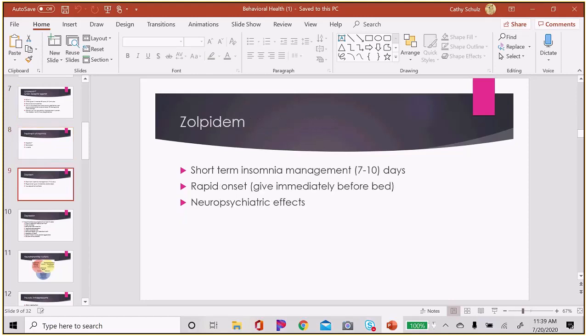And Ambien is for short-term insomnia management. It works rapidly, so it works best for people who have trouble falling asleep, not necessarily the people who have trouble staying asleep. However, you do develop rebound insomnia after you've been using it for a couple of days. And there are now black box warnings on Zolpidem or Ambien because of some of its neuropsychiatric effects. So there are people that started binge eating, eating while they're sleeping, sleepwalking, sleep driving.